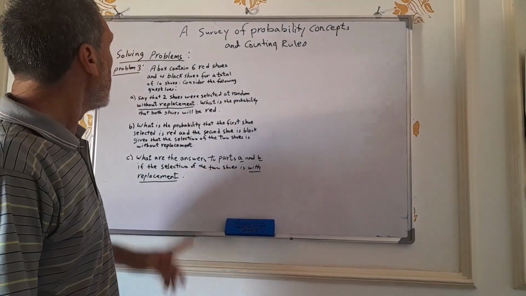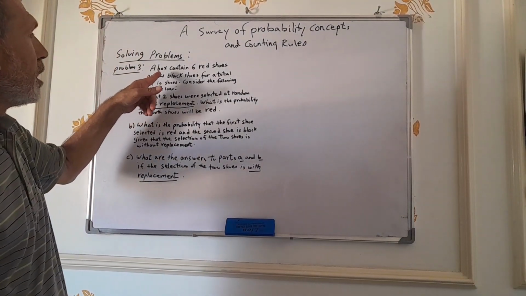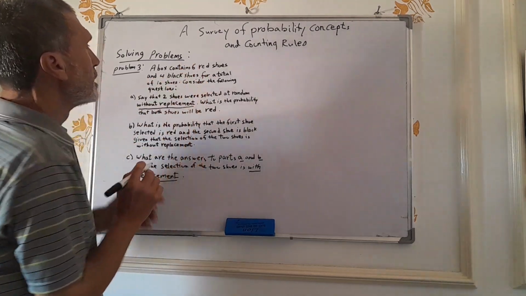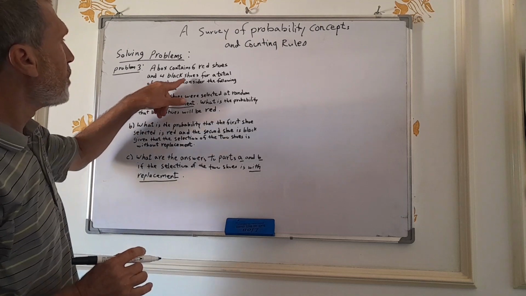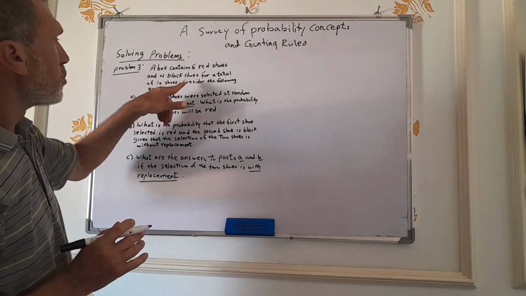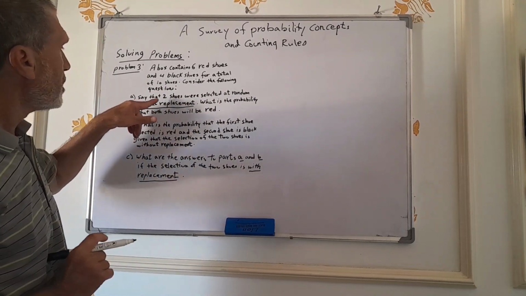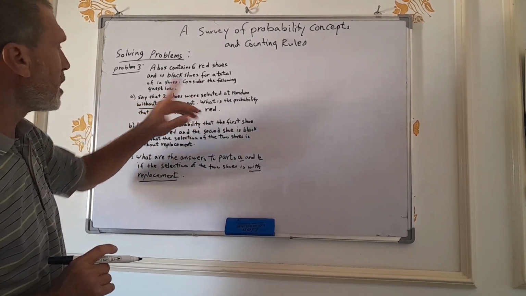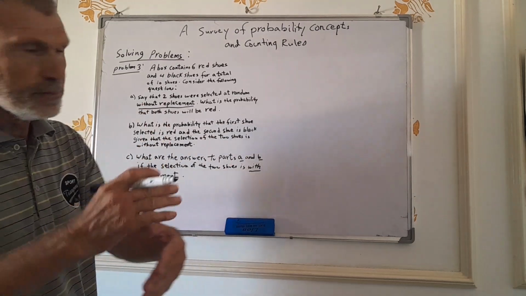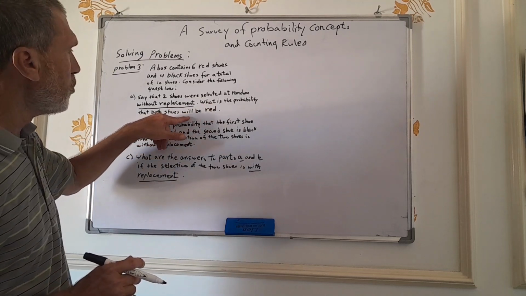Okay, now we move to problem 3. Problem 3 says a box contains 6 red shoes and 4 black shoes for a total of 10 shoes. Consider the following questions. A, say that 2 shoes were selected at random without replacement, without returning them. What is the probability that both shoes will be red?